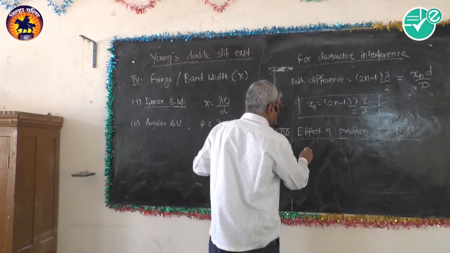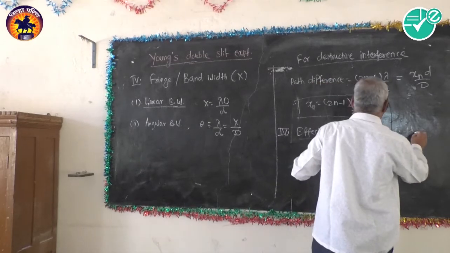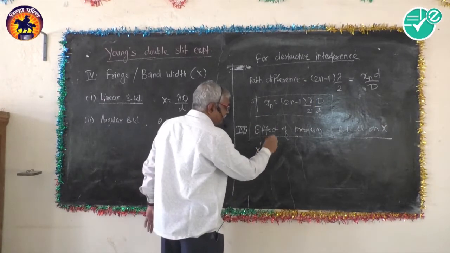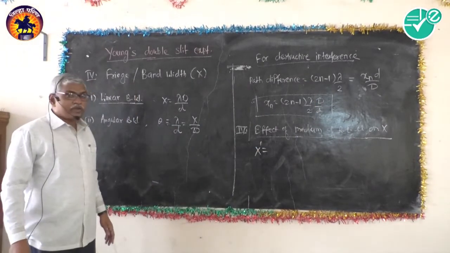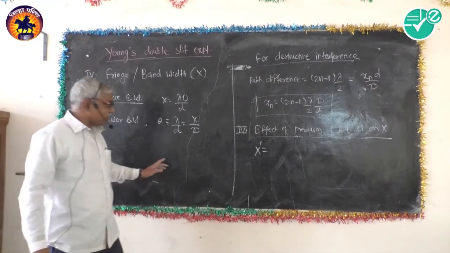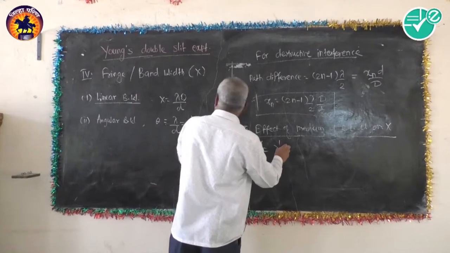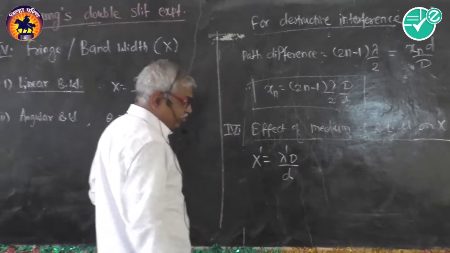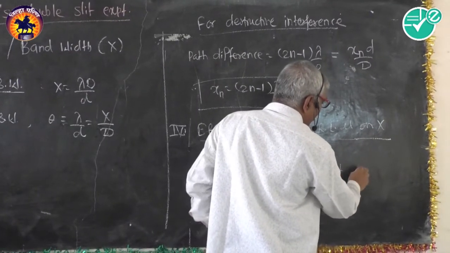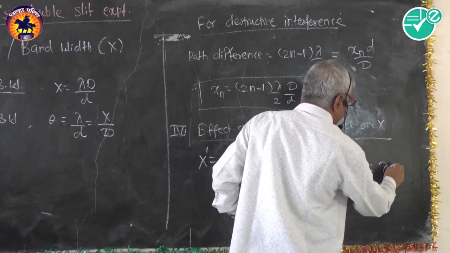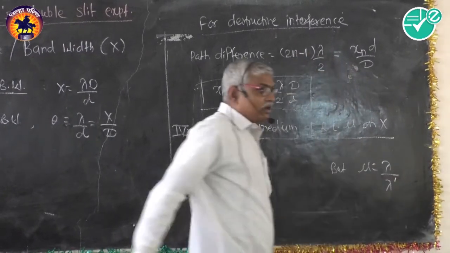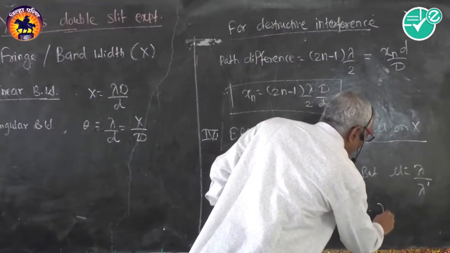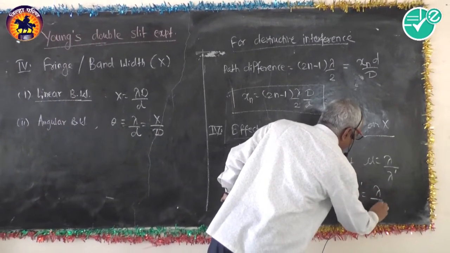The effect of refractive index on bandwidth. Suppose that in a given medium of refractive index μ, the bandwidth is X'. Then X' = λ'D/d. But we know that refractive index is equal to wavelength in air divided by wavelength in medium, that is λ'. Therefore, λ' = λ/μ.